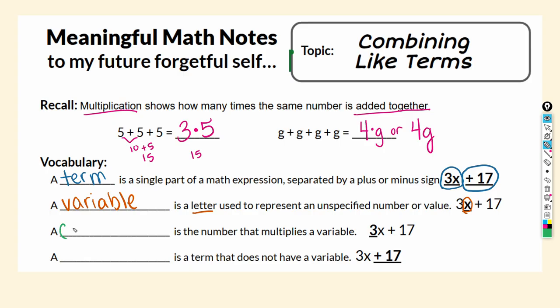Next, we have coefficient. Let's see if I can spell that right. Coefficient is the number that multiplies a variable. In this example, 3 times x, 3x is being multiplied, so 3 is our coefficient.